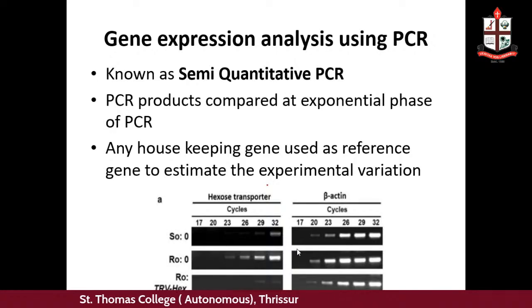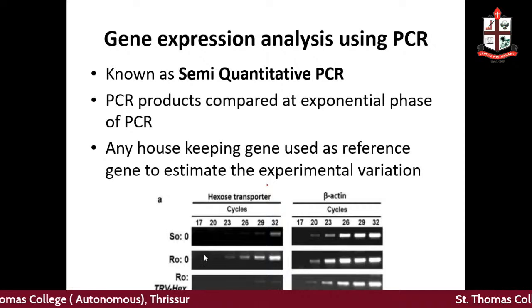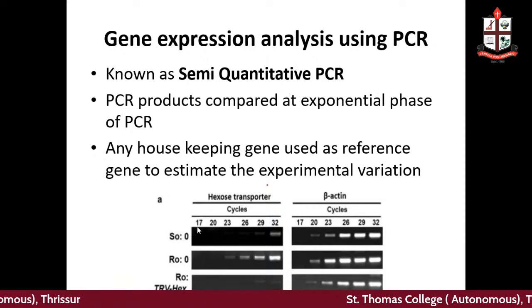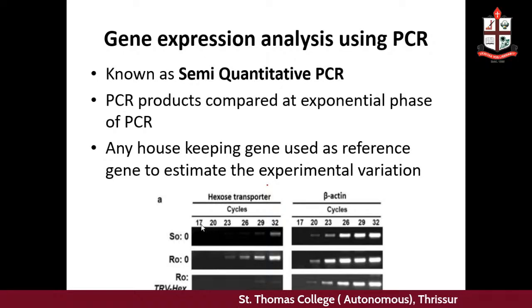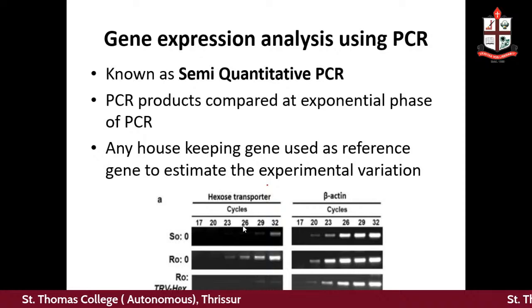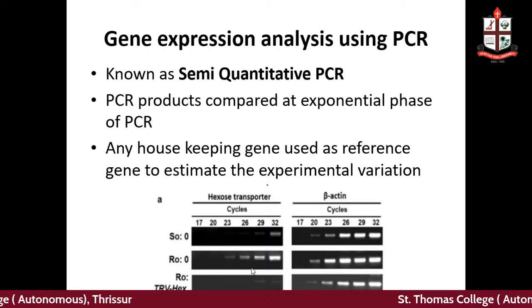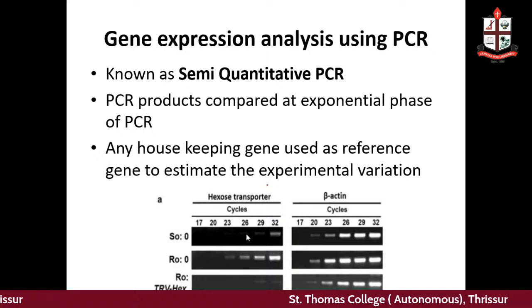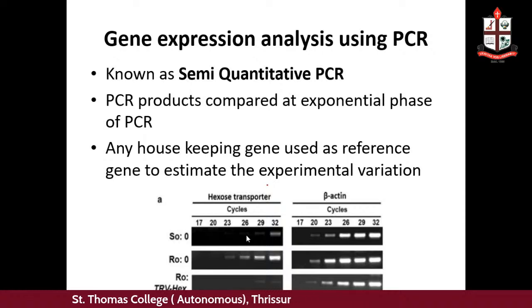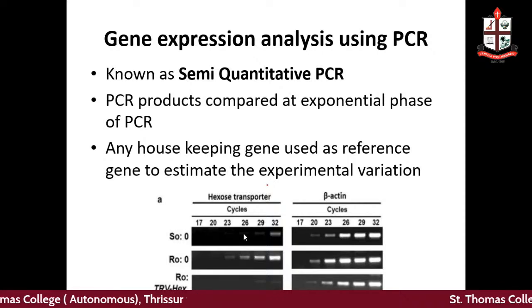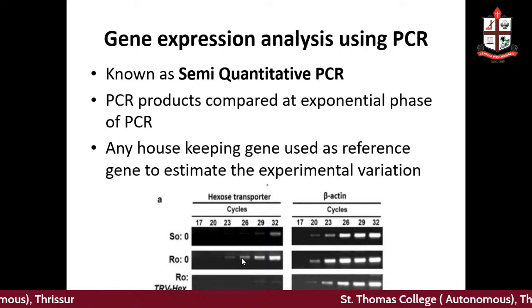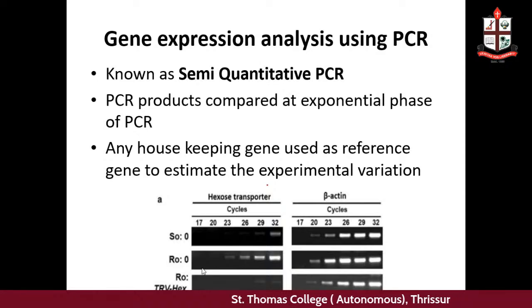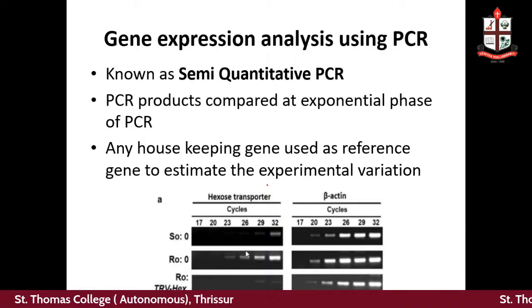Here you can see the PCR products are taken at earlier cycles. So these are the cycles. PCR product is taken from 17 cycle, then 20 cycle, and after completing 23 cycles, the products are taken and then they are analyzed. Here you can see in 26 cycles, the PCR product is very less in this particular sample, but there is a band in this particular sample R0, and there is a significant difference.